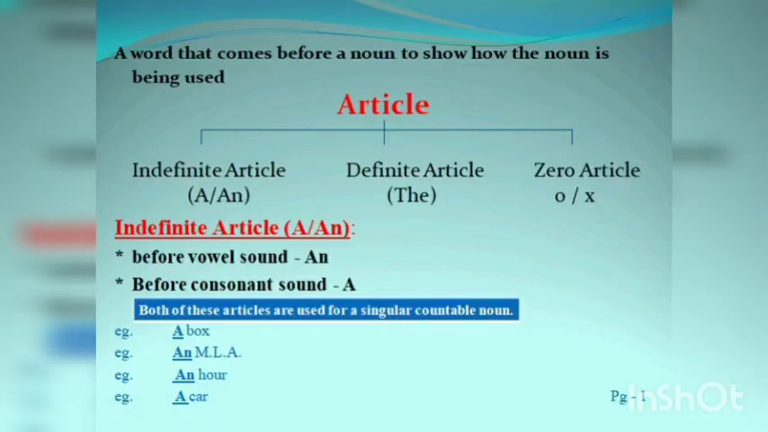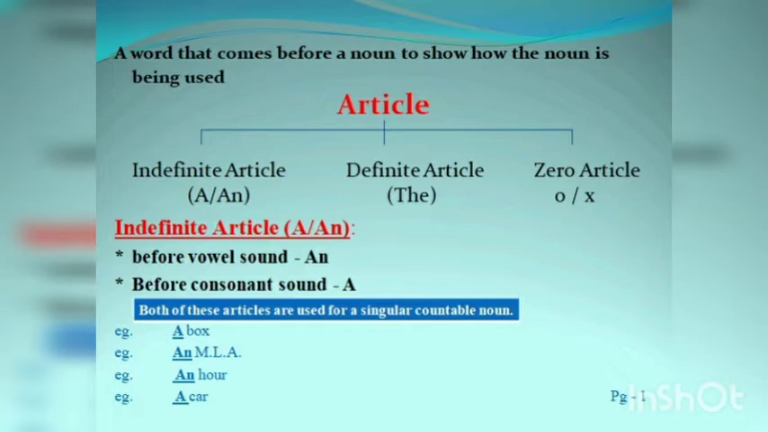Students, through this recorded video of mine, today you will learn another topic, articles. As you already know, articles are of three types: indefinite article, definite article, and zero article. Indefinite article means to use a or an. Definite article means to use the, and zero article means none of these articles, means not to use any of these three articles.